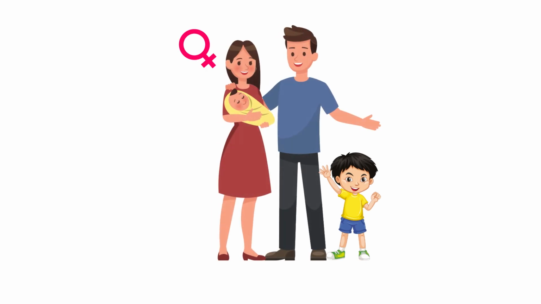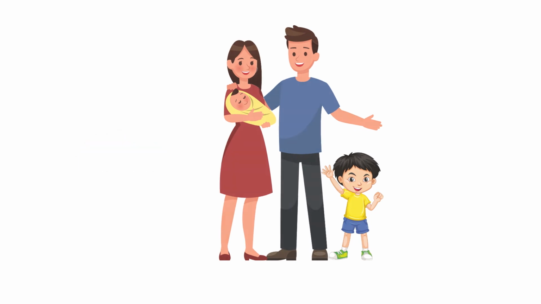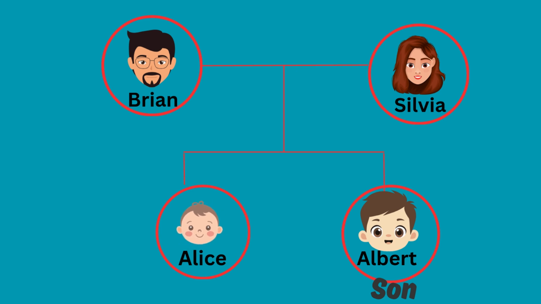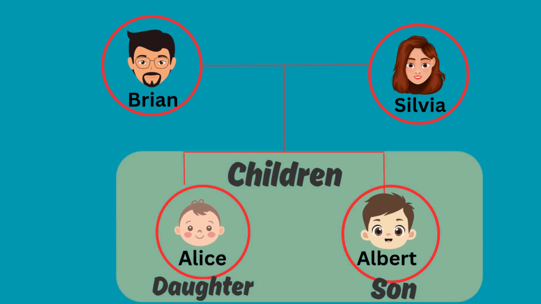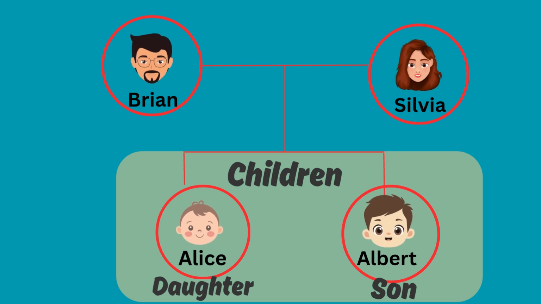Brian and Sylvia have another baby. She is a girl. Her name is Alice. Alice is Brian and Sylvia's daughter. Alice and Albert are Brian and Sylvia's children.